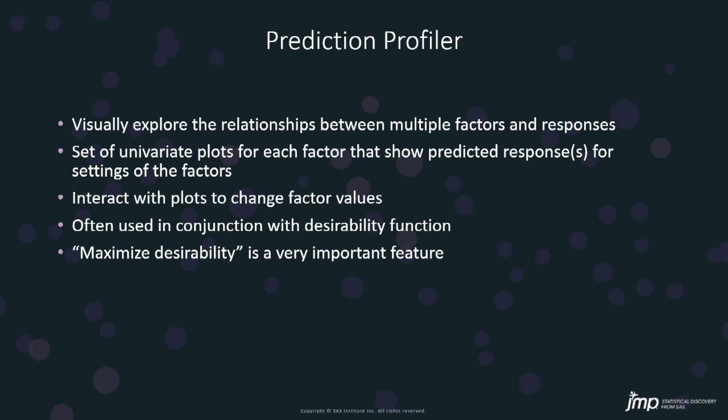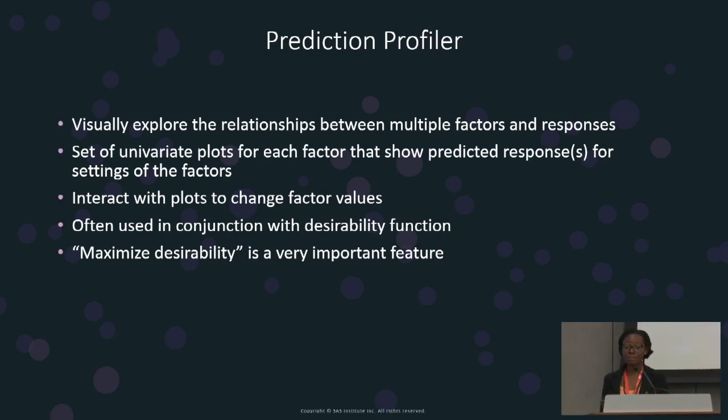What is the prediction profiler? The prediction profiler is an interactive tool in JMP that enables a user to explore relationships between multiple responses and multiple factors. It is commonly used to explore the predicted model of a designed experiment. It is displayed as a set of univariate plots for each factor that show the predicted response settings of the factors. A user is allowed to interact with these plots to change the factor values and see how the response changes accordingly.